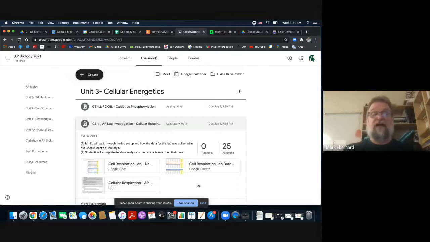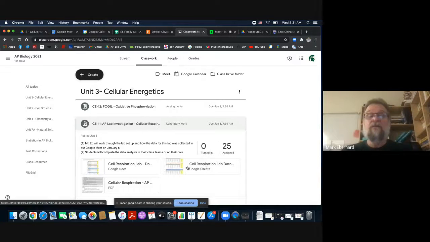There are several documents. The one we want is this first one right here for right now. I will just point out, this is the actual data in a spreadsheet. So if you end up wanting to do some of the data analysis and some of the graphing on a spreadsheet, all the data is already in the spreadsheet right here on the second one where it says Google Sheets.